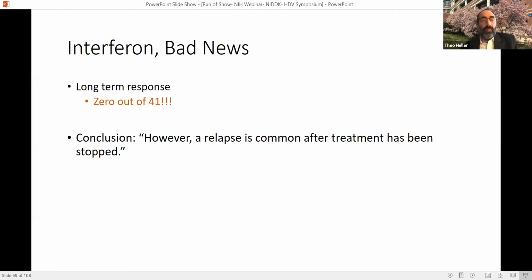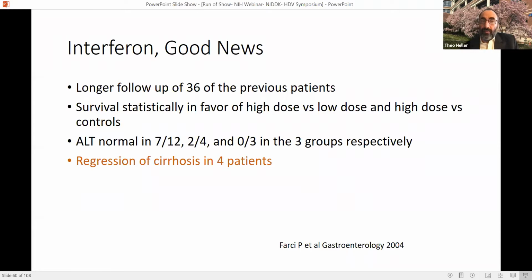Next slide, please. However, Delta is never that simple. Delta has always got surprises. Longer follow-up of 36 of the previous patients showed a statistically significant benefit in terms of survival for the high dose versus low dose and the high dose versus controls. And more than that, cirrhosis regressed in 4 patients. This is reminiscent of what's seen in hepatitis B.